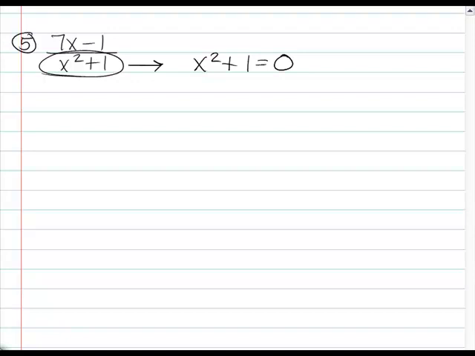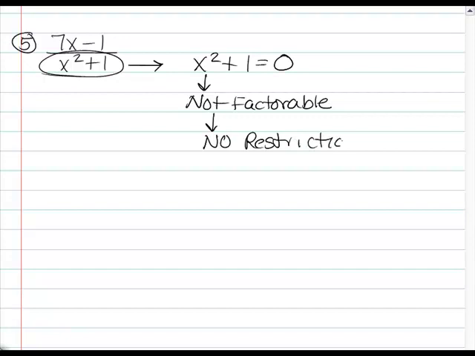Now, a lot of people want to think that this one does the same thing because it looks really close to the other one. But you'll notice in this one, instead of saying minus, it says plus. Unfortunately, that plus sign in the middle makes a really big difference, because this particular problem is not factorable. We cannot factor this. So if we can't factor it and they're asking for a restriction, then our answer is going to be no restriction. There are no numbers that cause the bottom of this particular fraction to become 0.